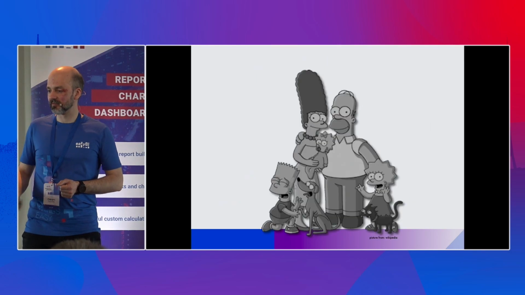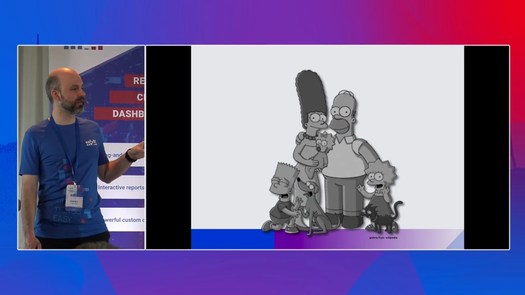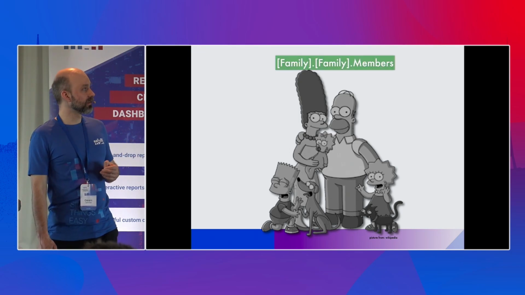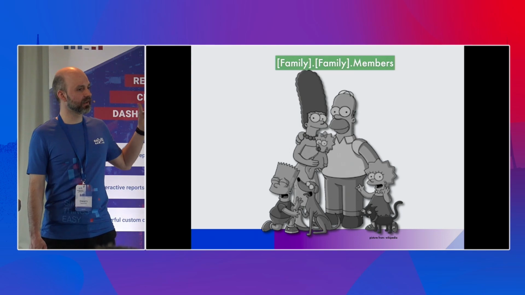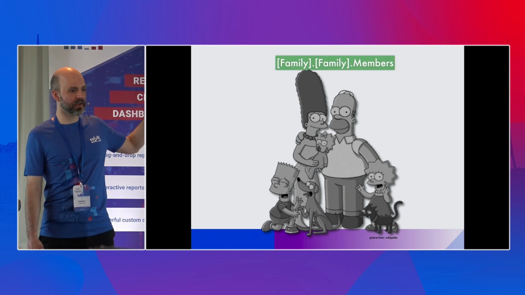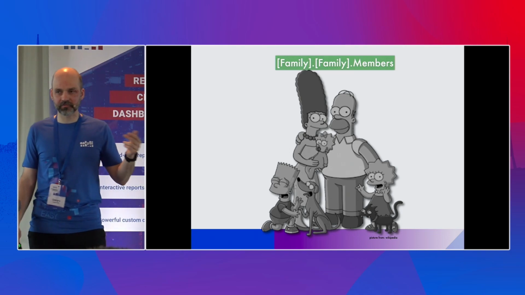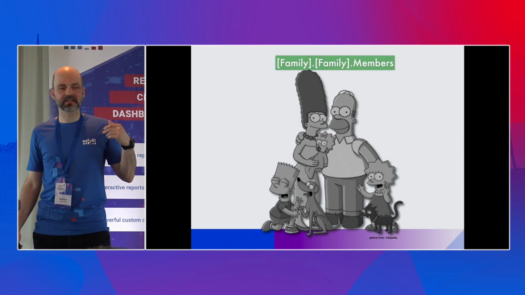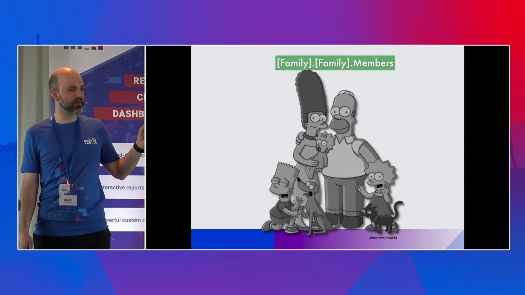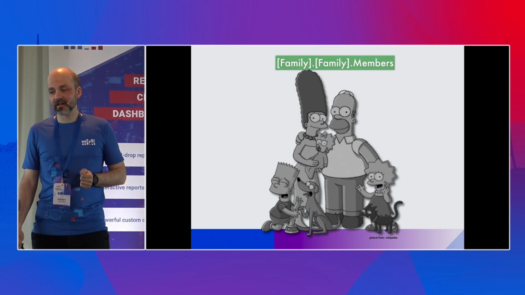Okay, so now we have this set of family members. On the family hierarchy, we had 3 levels. Default level, default member, which is all members. Then we had the family level, where we have a specific family. For example, this will be Simpsons.